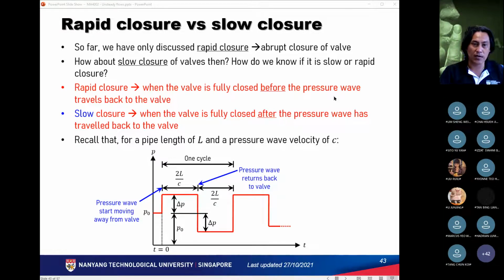Now, slow closure, I think I made a mistake here. I put "close closure." Can you please correct it to "slow," please? I noticed it when I went through these lecture slides last time. This should be slow closure.